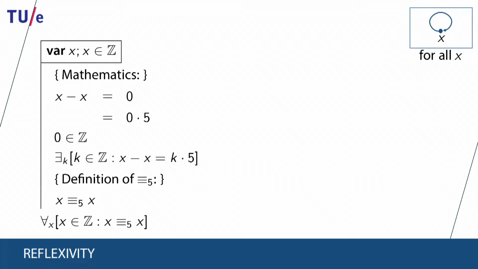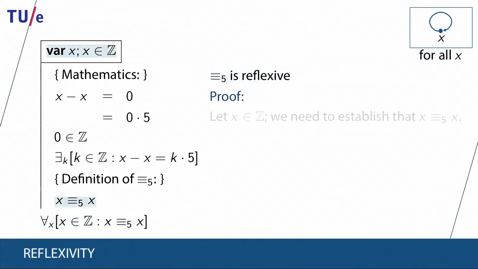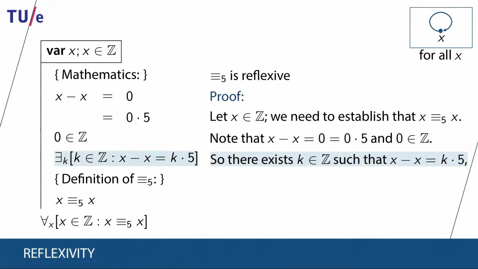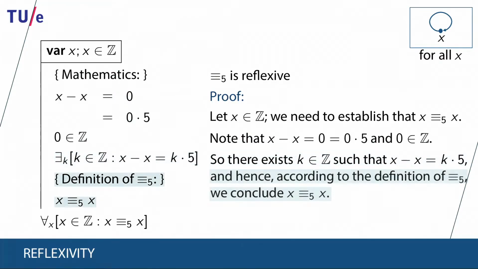Let's now proceed and turn this derivation into a more readable textual version of the argument. Our goal is to prove that equivalence modulo 5 is reflexive. To this end, we let x be an integer and establish that x is equivalent to itself modulo 5. We then observe that x minus x is 0 times 5, and 0 is an integer. Thus, we have proved that there exists an integer k such that x minus x is k times 5, which, by the definition of equivalence modulo 5, is enough to conclude that x is equivalent to itself modulo 5.